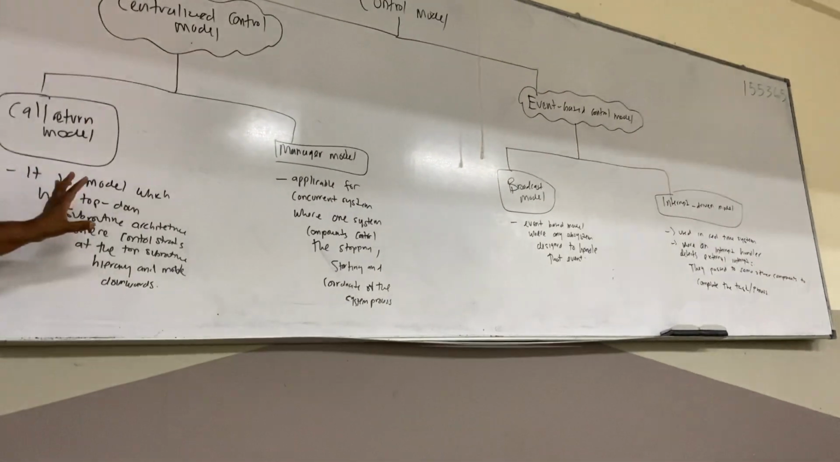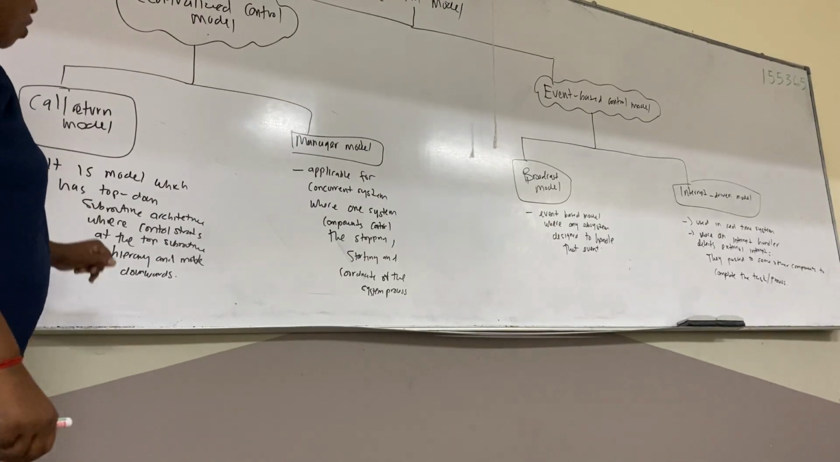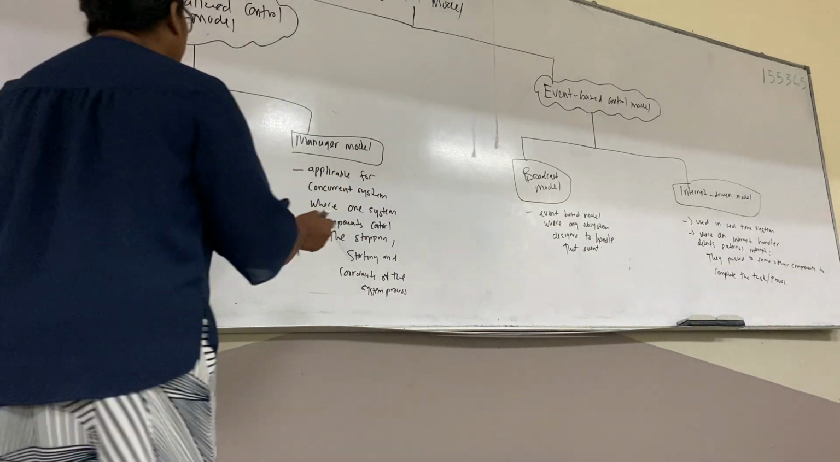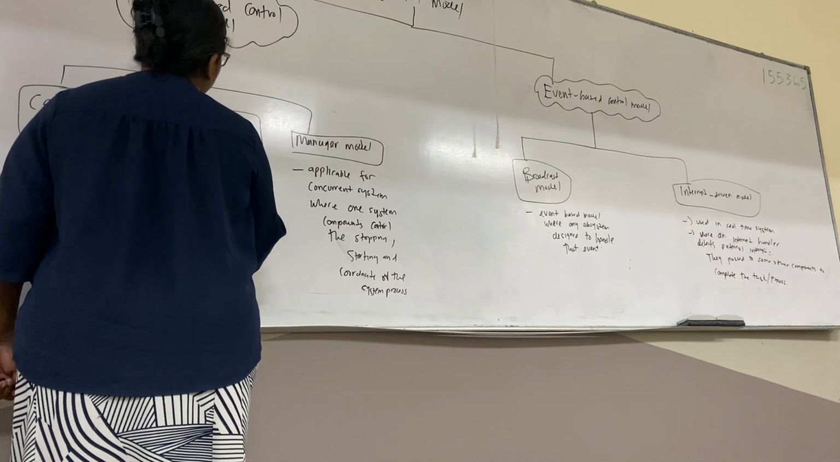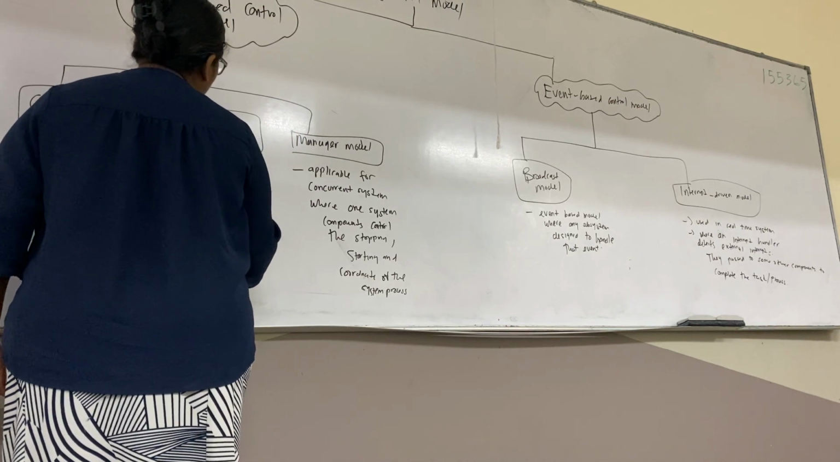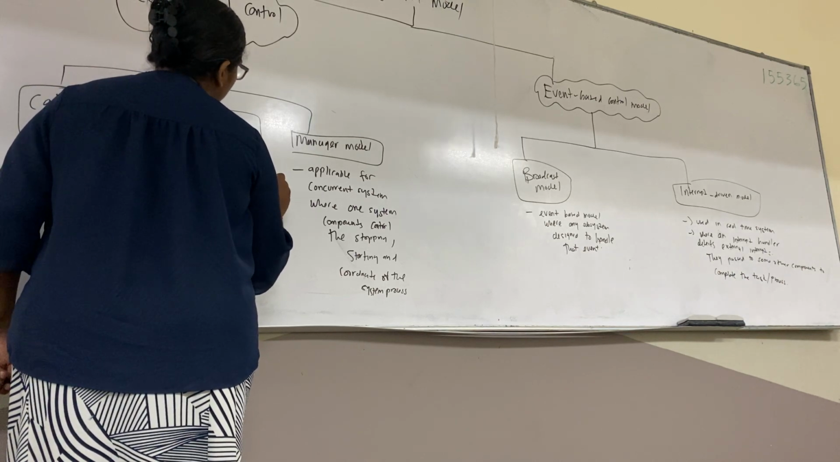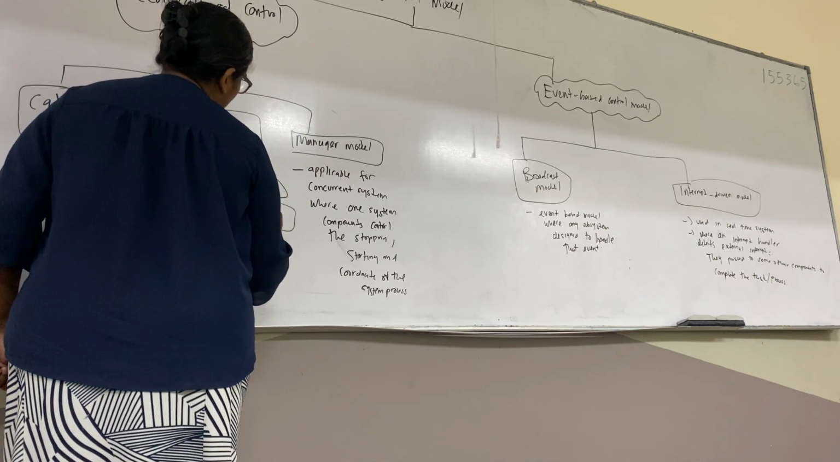Under the centralized control model, we have two sub models, which we call the call-return model and the manager model. The call-return model is where we call the subroutines from top to down. The best example I can give you, which I gave you that day: you have a payment module, and inside the payment module you have sub modules, which are the payment options and then generate invoice or receipt.